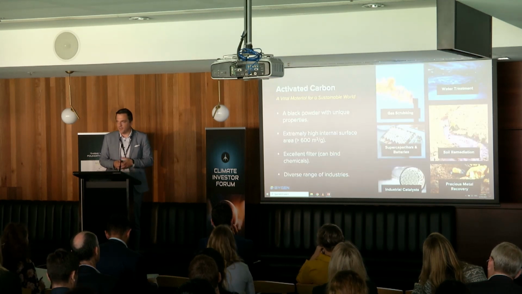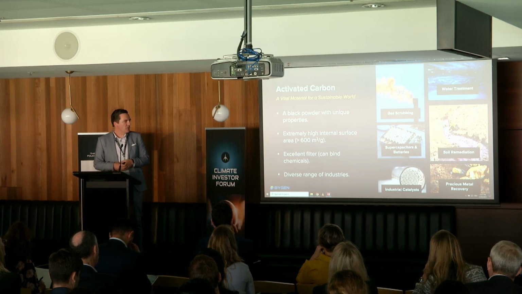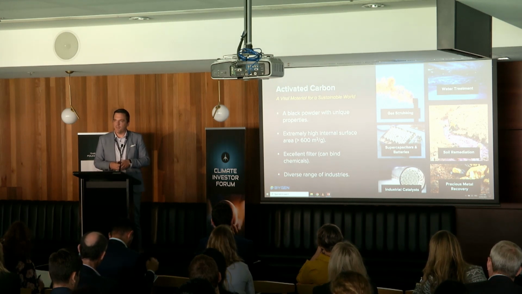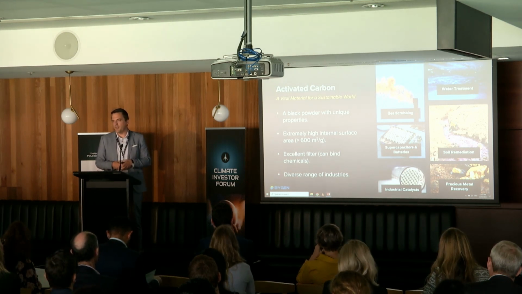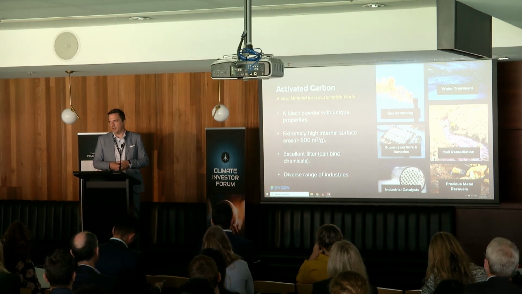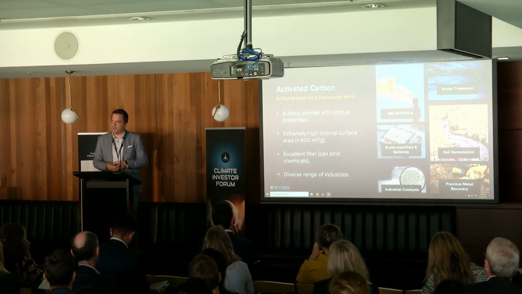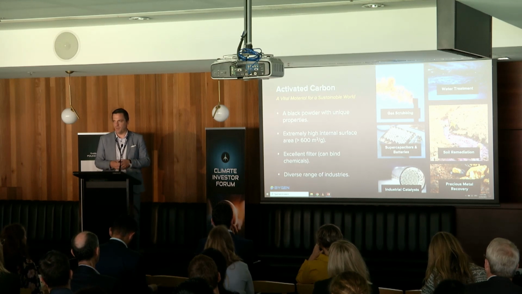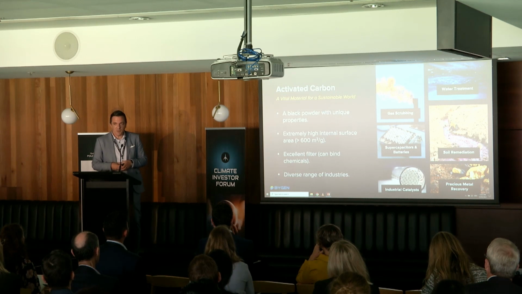So what is activated carbon, you might ask? It's essentially a black powder that has lots of unique properties, but the major property that makes it useful is its very high internal surface area. 1 gram of activated carbon contains over 600 square meters of internal surface area. The analogy we use is if you have a teaspoon of activated carbon, you have the same surface area as a football field inside of it.